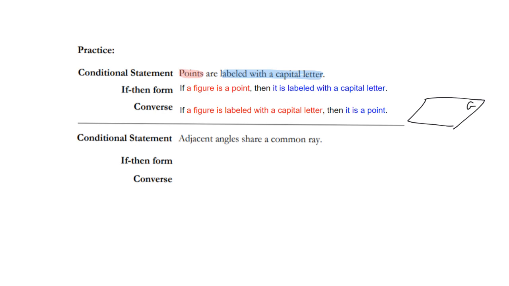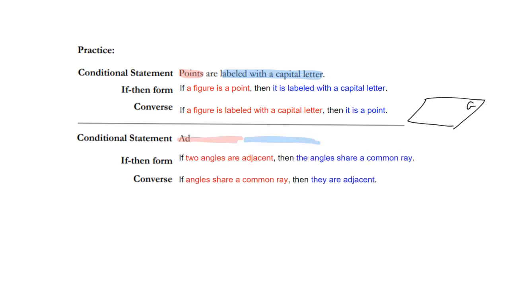All right, the last one here. Adjacent angles share a common ray. So if two angles are adjacent angles, then we know they're going to share a common ray. And we can write that as I said it just a second ago: if two angles are adjacent, then they share a common ray. The converse: if two angles share a common ray, then they are adjacent. And that is true.